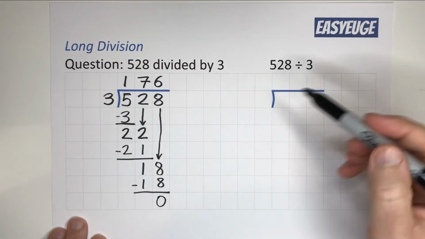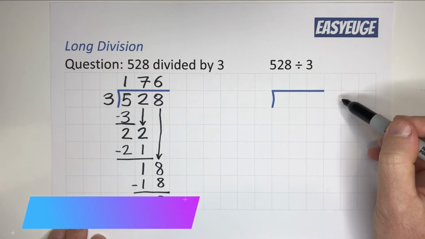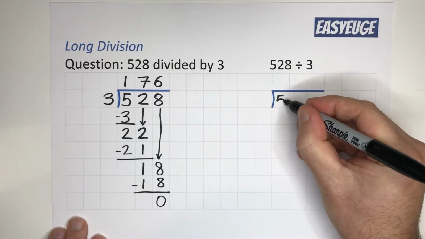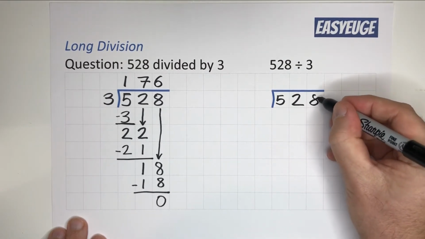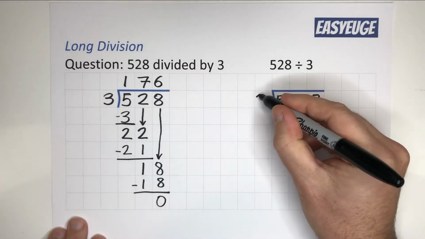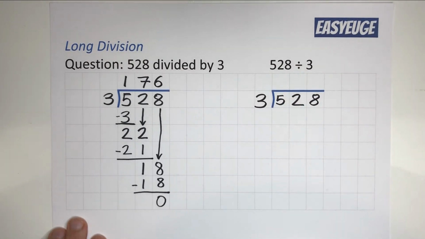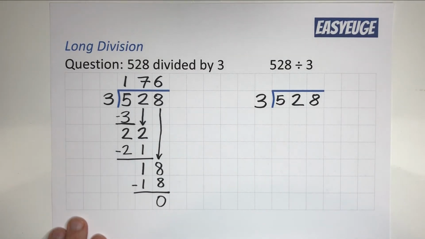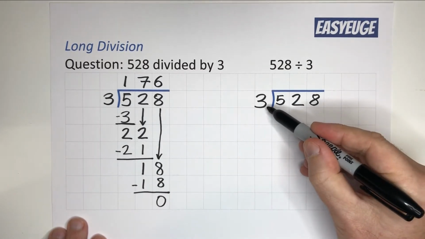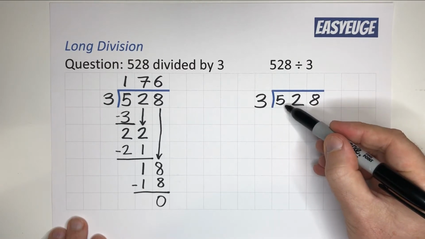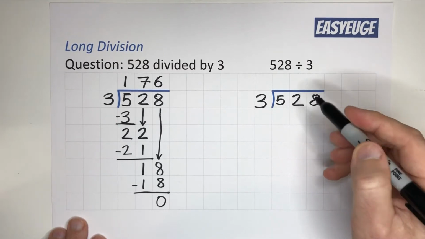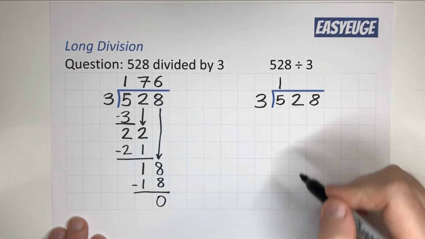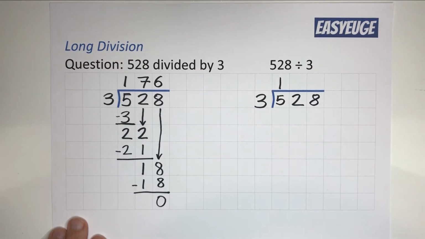Let me do this again using what we call bus stop division. Let's write down 528 and we're going to divide it by the number 3. And we're going to do these remainders in our heads. Okay, how many times will the number 3 go into the number 5? Well, the answer is a full 1. 1 3 is 3, but it's 2 away from 5. So there's a remainder of 2.